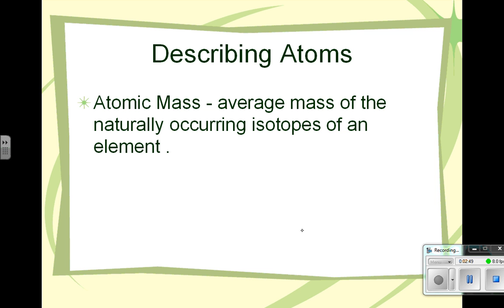Lastly, the atomic mass is the average mass of the naturally occurring isotopes of an element, because some of them have several isotopes. Some may have just 2. Some have as many as 7 isotopes. So they have to take the mass of all of those isotopes and take the average. That's why our atomic mass looks like a what on the periodic table? Decimal. It has decimals, because it's the average mass of all of those isotopes. Okay.